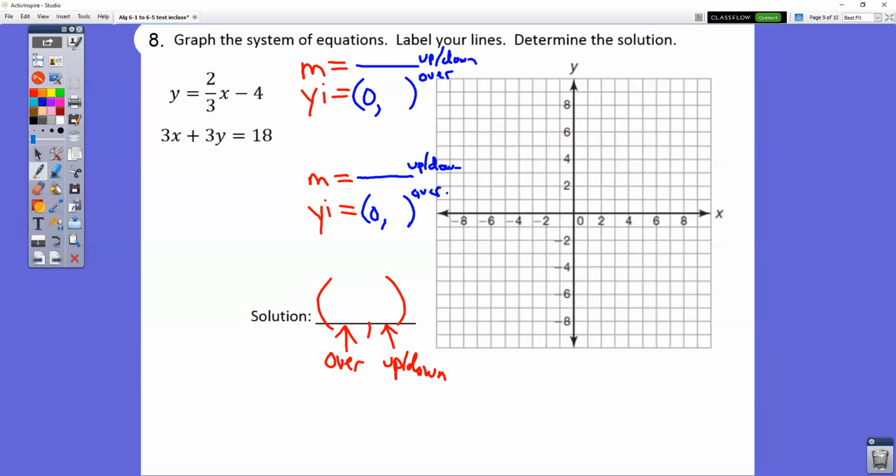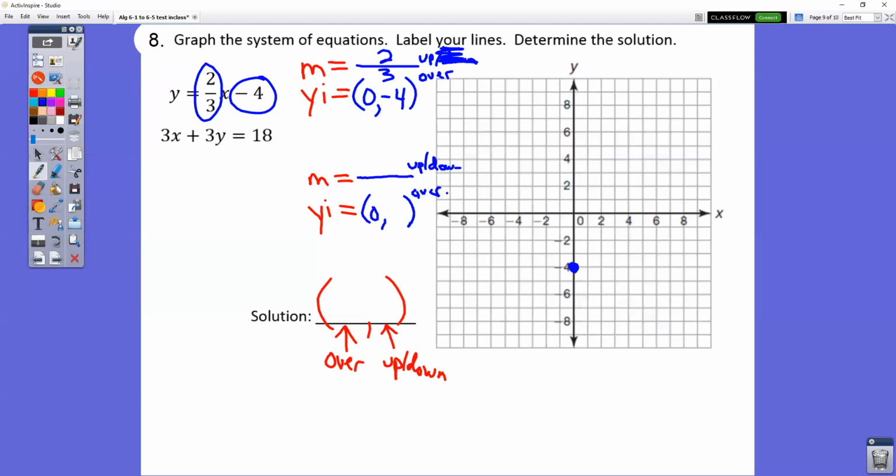When you take a look at this first equation, you have y equals 2/3 x minus 4. This is your slope. Your slope is always a fraction. It is 2 over 3. That really means that we are going up 2 over 3. Your y-intercept is your negative 4. So we're going to start graphing it at 0, negative 4. So 0, negative 4 is right here. That's where our first dot is.